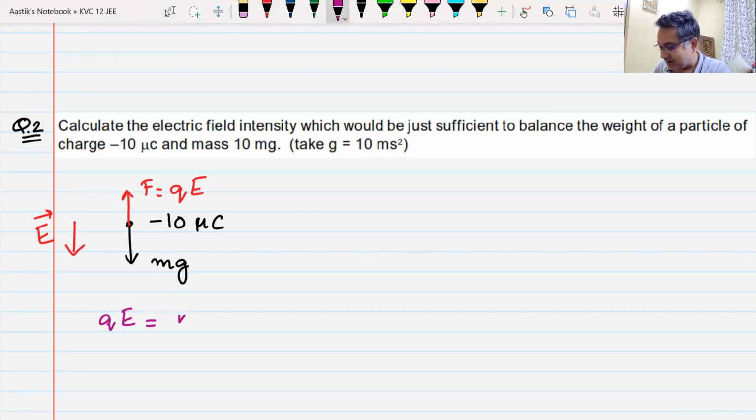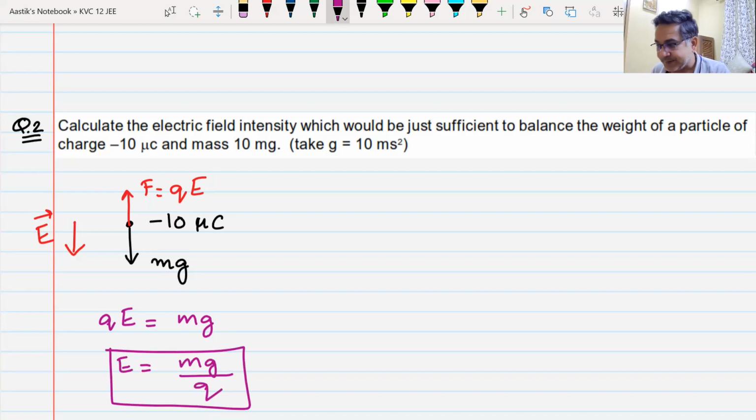So Q into E. Now I'm solving it. Electric field. The answer that I was looking for was this, sir. It is simply equal to mg by q. You put the values, you get the answer, and you stay happy. That was the answer. You put the values, get the answer, and you stay happy ever after. Everyone understands this? Yes or no? Yes, sir.